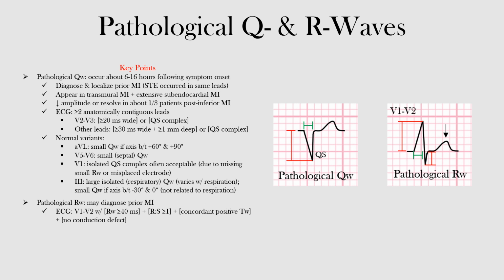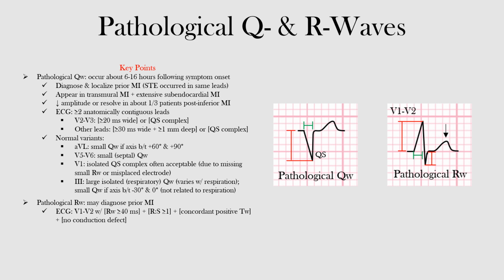It was previously believed that pathological Q waves are permanent and represent a transmural infarction, that is, involving the entire thickness of the myocardium. However, recent evidence suggests otherwise. For example, pathological Q waves are believed to diminish in amplitude and can actually resolve in about 1/3 of patients following an inferior MI. Furthermore, cardiac MRI studies suggest that pathological Q waves can also be present from extensive subendocardial infarctions. So how can we identify these pathological Q waves on the EKG?